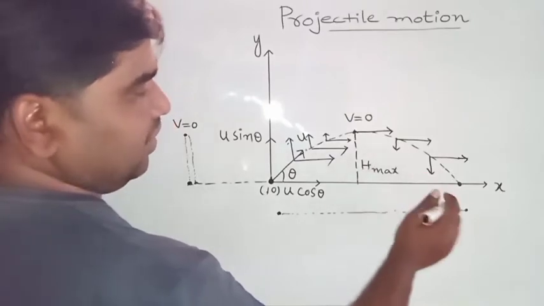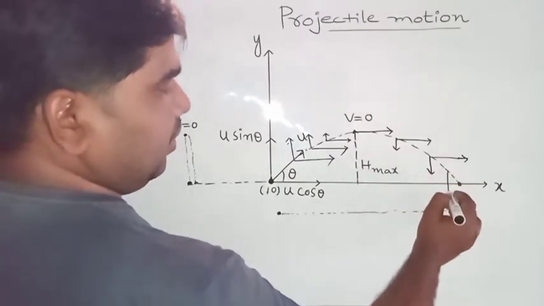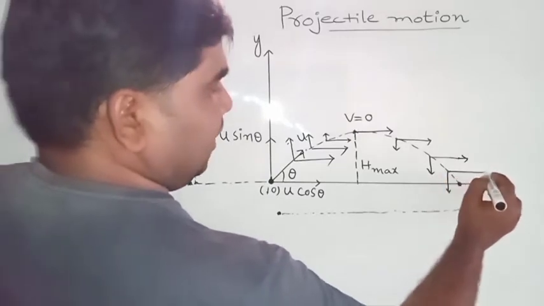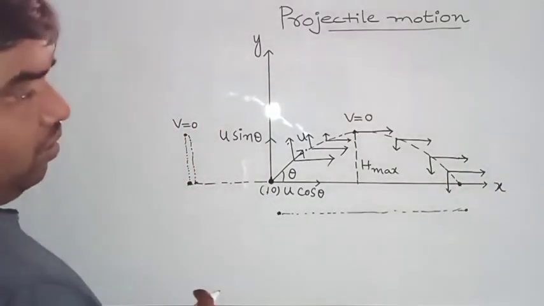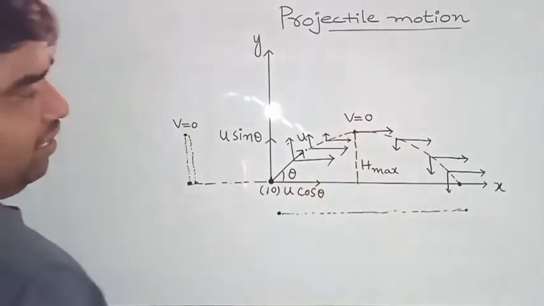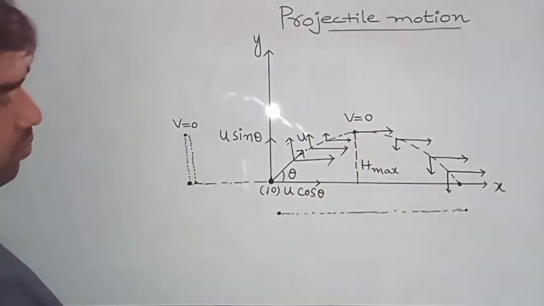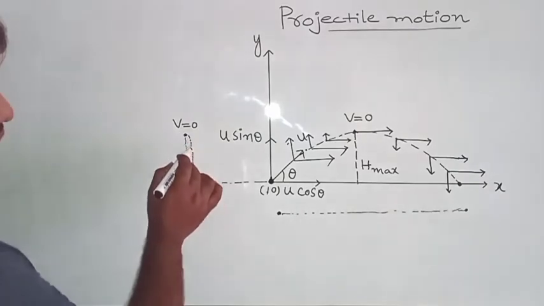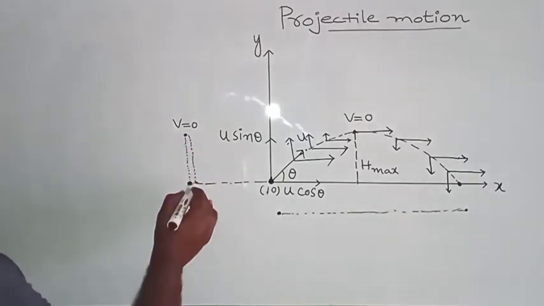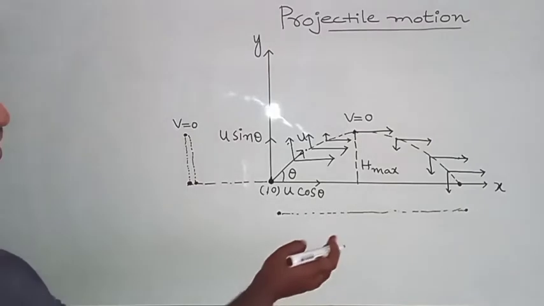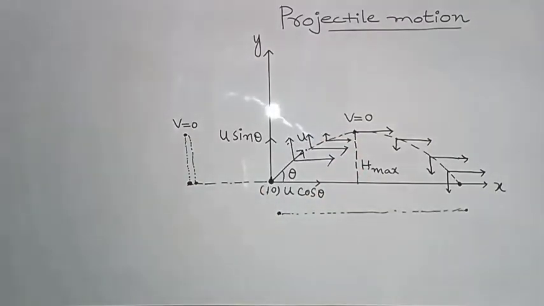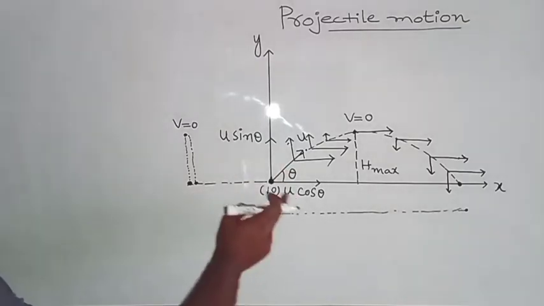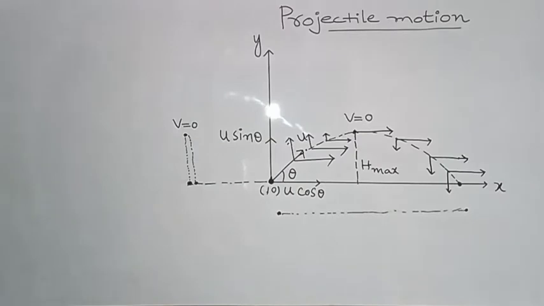From here to here, increasing. Again here, vertical velocity increases, horizontal velocity is the same. Like this, at maximum height, velocity becomes 0. When velocity becomes 0, the object comes downward again. So vertical motion and horizontal motion together give the projectile motion. Projectile motion is a two-dimensional motion. So we can resolve velocity u into u cos theta and u sin theta.